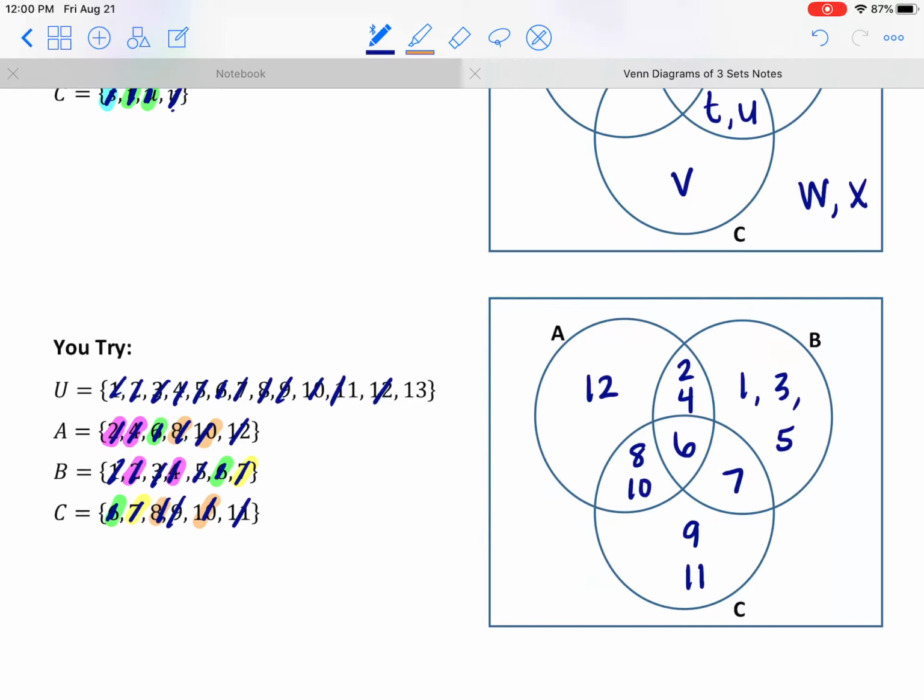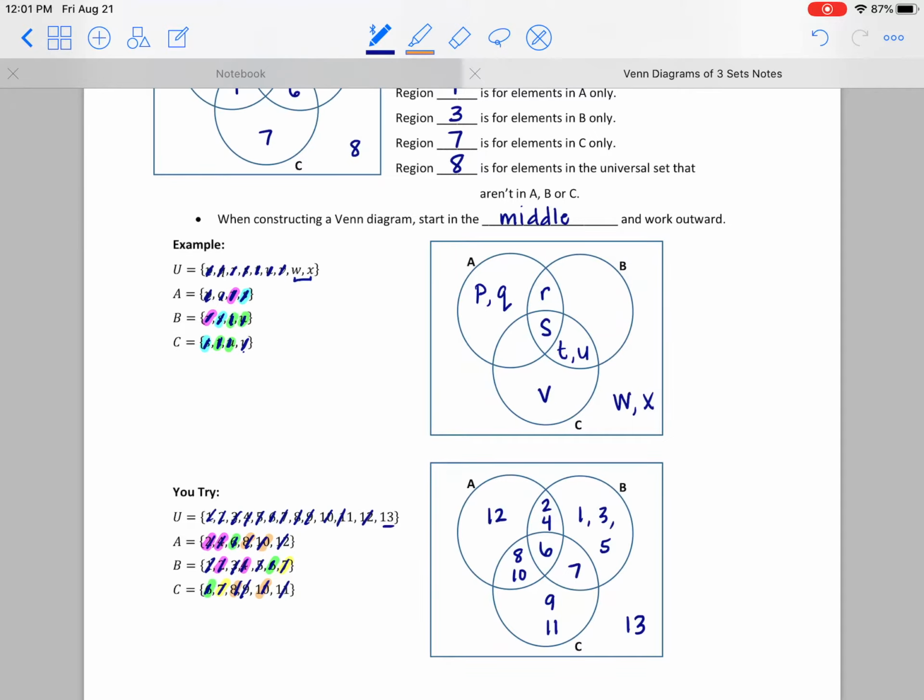And now we can see that 13 is the only thing remaining on our universal set and not in sets A, B, or C, so 13 goes outside of the circles. Okay? Hopefully that's not too bad for you. It'll maybe take a little practice, but remember, start in the middle and then work your way outward.